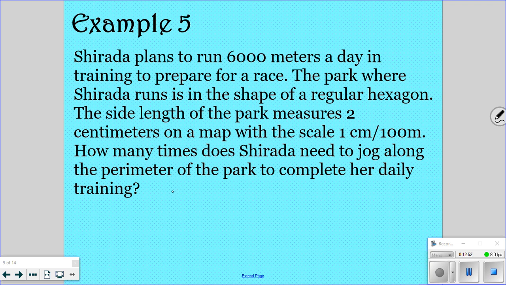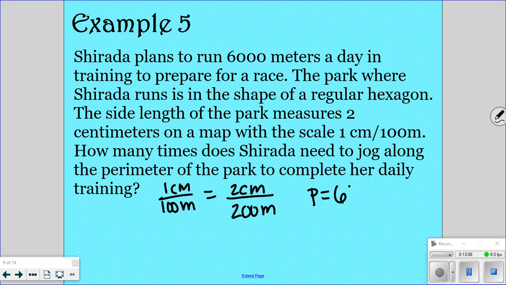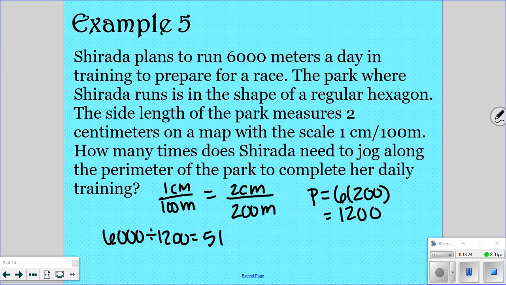So 1 centimeter is 100 meters. So that means that if it's 2 centimeters on a map, each side length is going to be 200 meters. And the perimeter is going to be 6 times 200, which is 1200. And so how many times do we have to go around to get to 6,000? Well, 6,000 divided by 1200 is 5 laps. So that's how many laps she would need to make to get her training in.